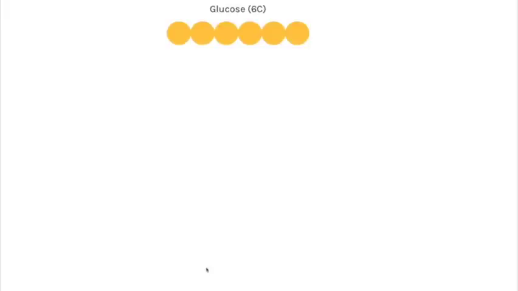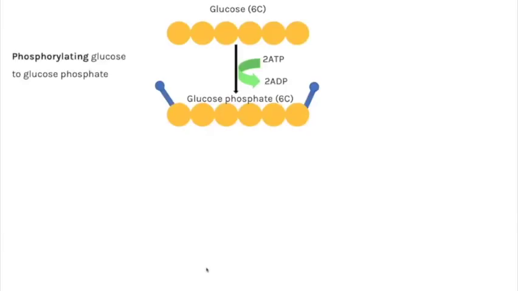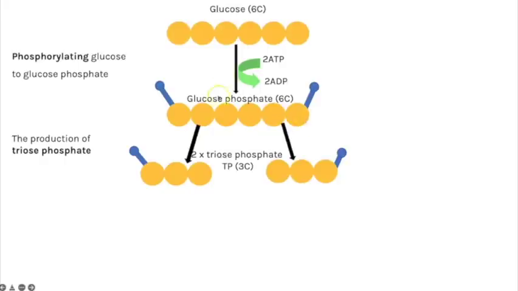Again, the yellow circles are representing carbon. So glucose is a 6-carbon compound. We said the first thing that happens is glucose is phosphorylated, and what that means is phosphate groups are added to it. Now we're going to add 2 phosphate groups, so we need 2 ATP molecules, and that creates glucose phosphate. That is an unstable compound, so it splits into 2 3-carbon compounds called triose phosphate.